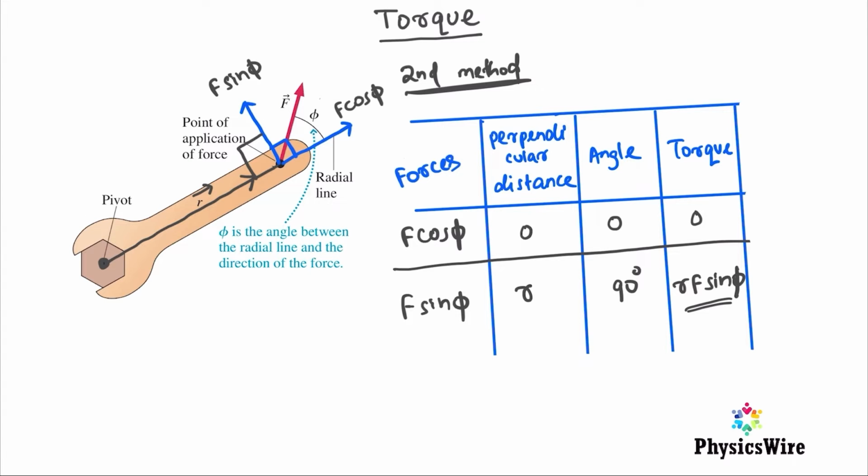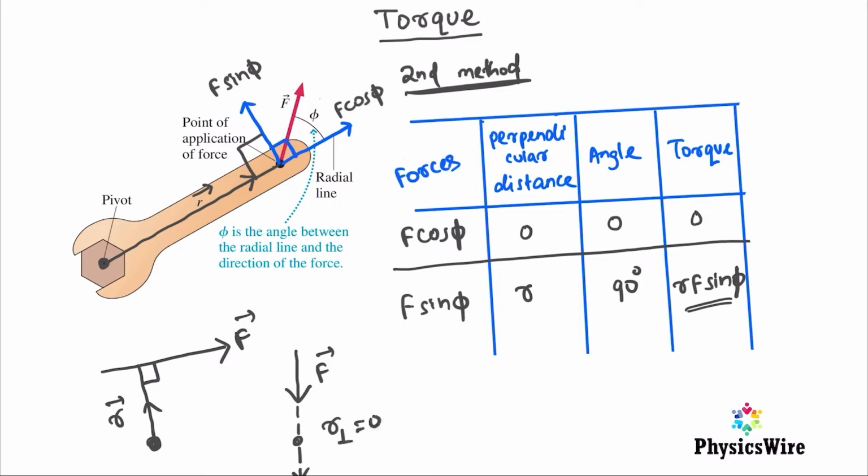Now what is the meaning of this perpendicular distance? Let's suppose this is my fixed point and my force is applied in this way. I draw a line that makes 90 degrees with the force. Let's say this is the force, so this will be your r vector. Now in this case, what will be the distance? You can see this force is passing through the fixed point, so your perpendicular distance, that is r perpendicular, is basically 0.